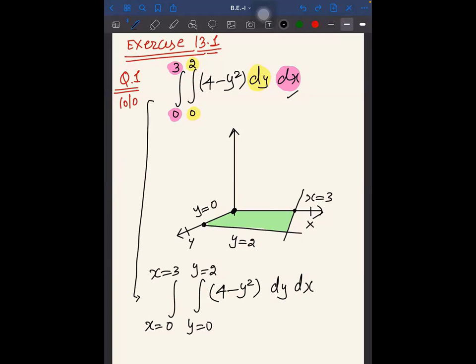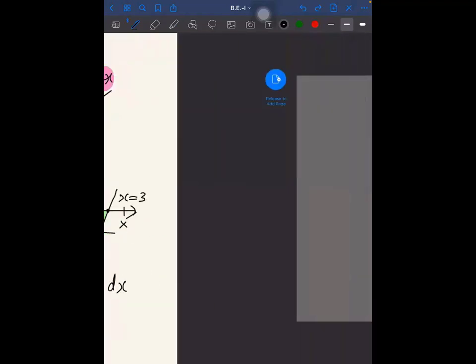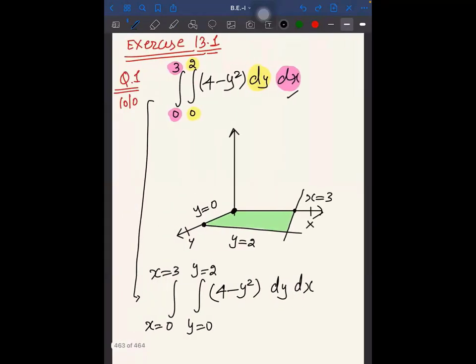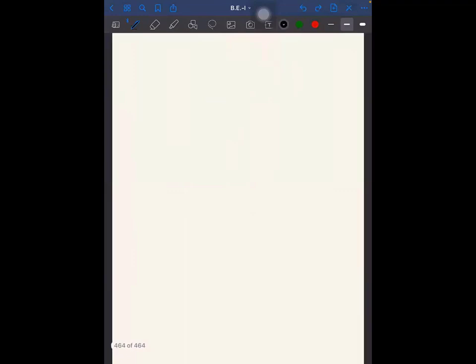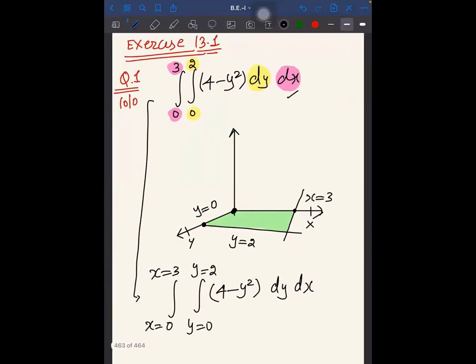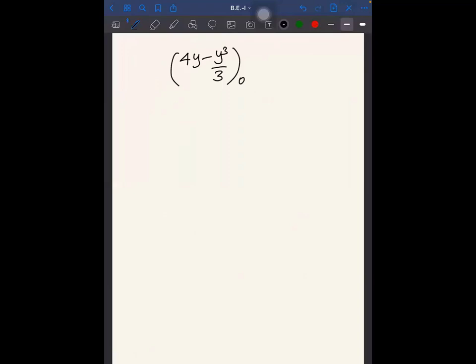Okay, so now this becomes what? So let's say this is your 4y minus y cube by 3, and the limit is 0 to 2, and the next one is x is equal to 0 to x is equal to 3 dx. So we have done one integral.